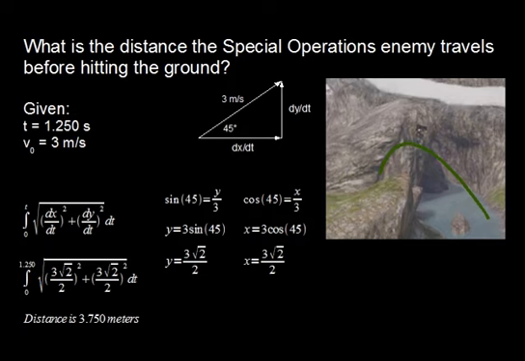Using the formula for arc length, integral from 0 to t of the square root of dx dt squared plus dy dt squared dt, we plug in time and the x and y components. So integral from 0 to 1.250 of the square root of 3 root 2 over 2 squared plus 3 root 2 over 2 squared dt. Distance comes out to 3.750 meters.